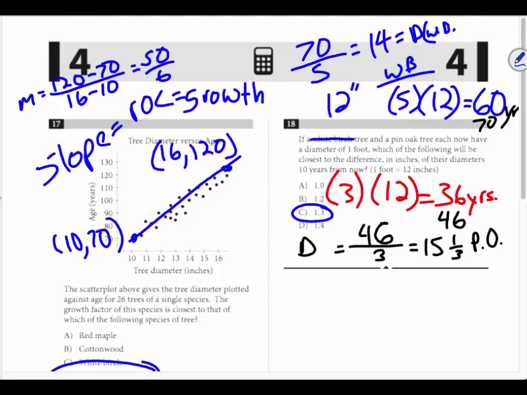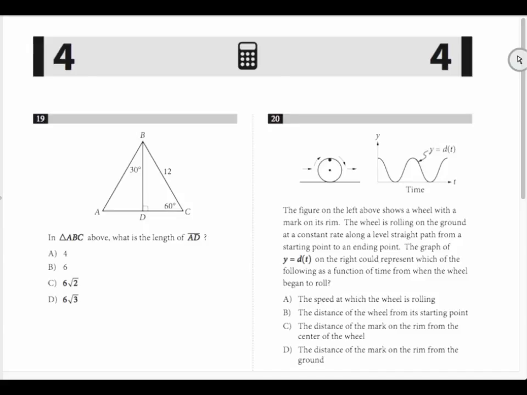Okay, let's move on to problem number 19. For problem number 19, we're asked to find the length of AD. All right, so let's look at this. AD is this line segment from here to here.